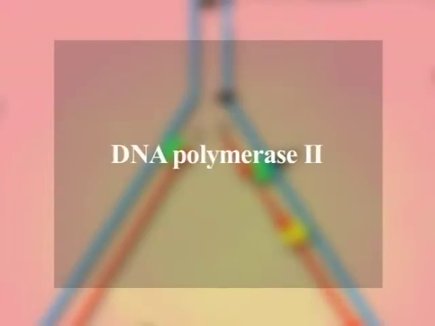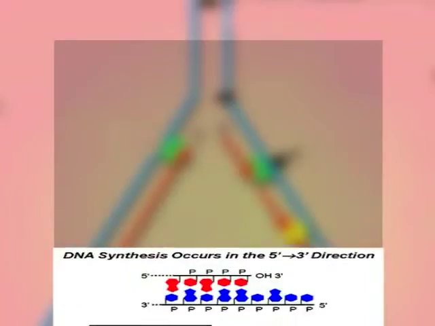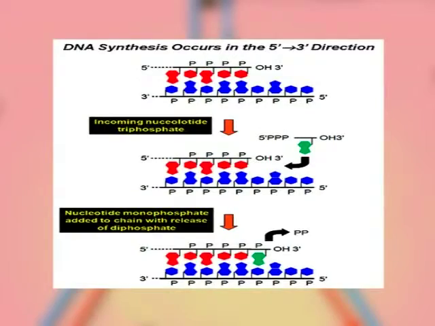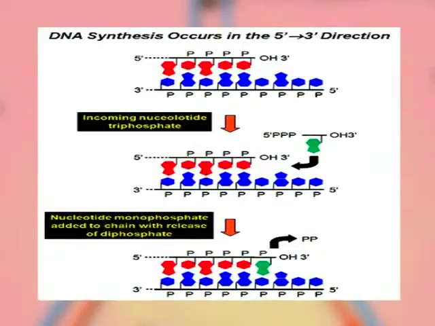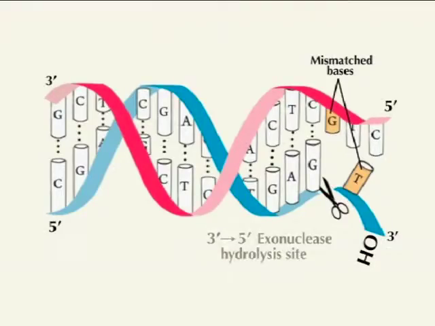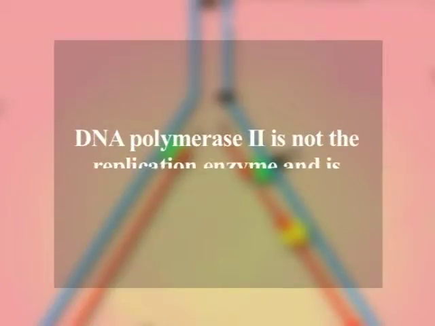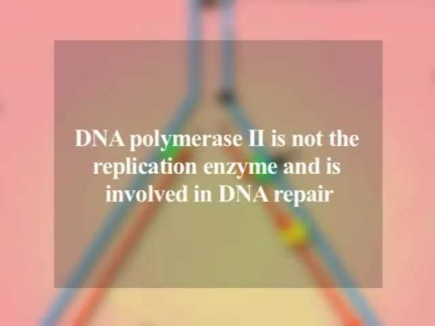DNA polymerase 2. DNA polymerase 2 resembles DNA polymerase 1 in its activity to bring about growth in 5' to 3' direction, using free 3' OH groups, but mainly uses duplexes with short gaps only. It cannot use nicked duplexes, although it has 3' to 5' exonuclease activity. It lacks 5' to 3' exonuclease activity. It is not the replication enzyme and is involved in DNA repair.